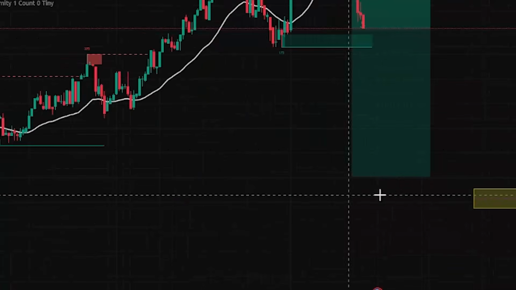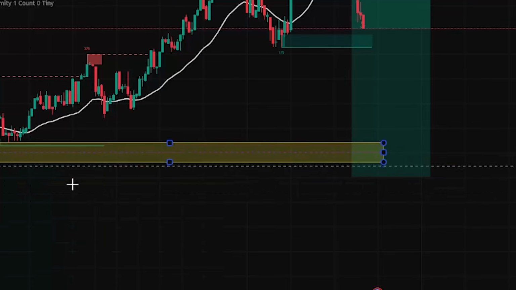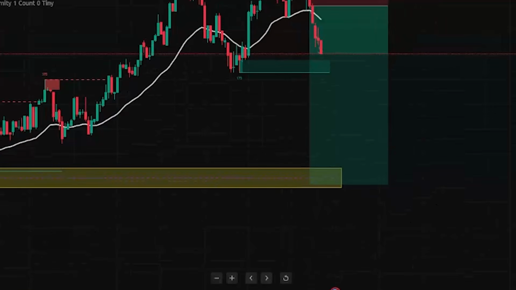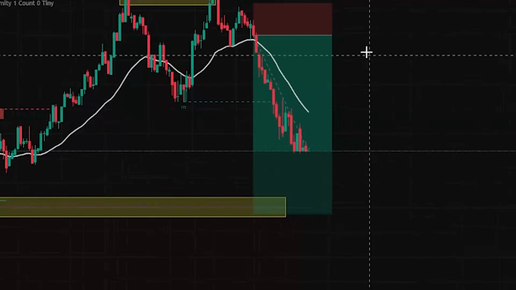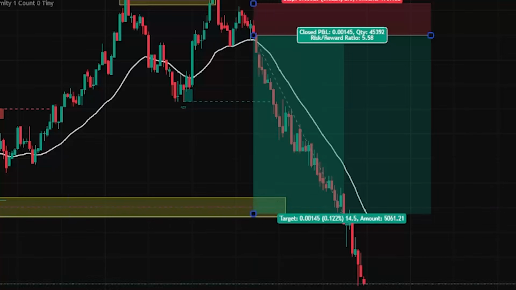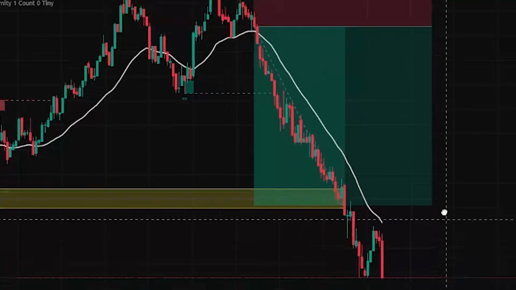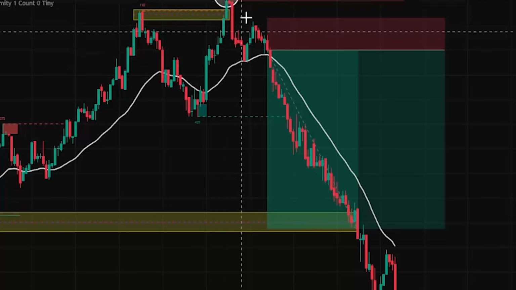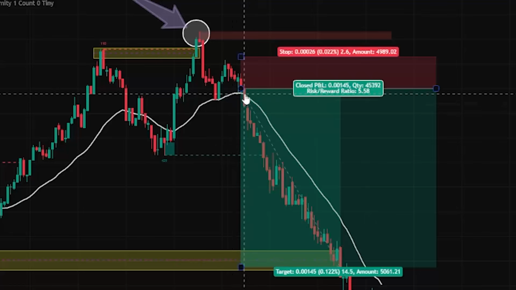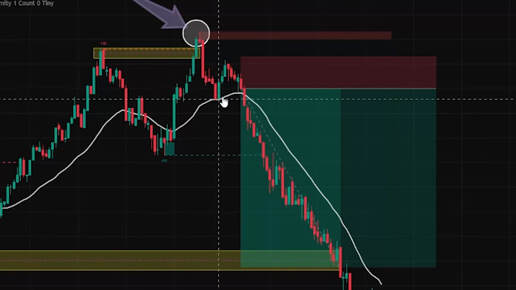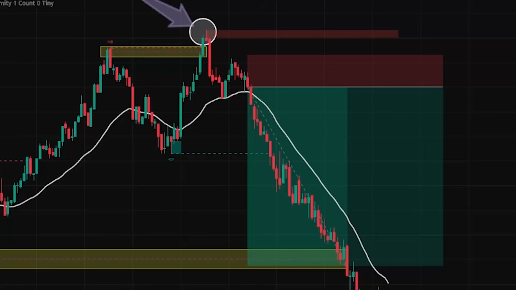Why does this strategy work? Because we're not looking for failure. We're looking for fake failure. We're not looking for excitement. We're looking for liquidity. And EMA 21 helps us not to make mistakes. This combination is simple but very powerful.